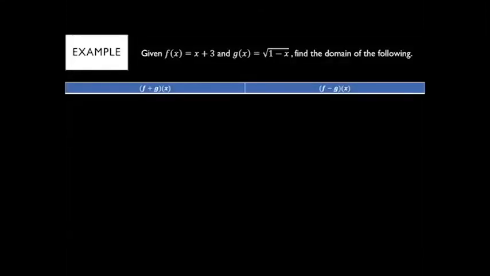So same functions again, because it's a lot easier to work with the same functions. And so we've got the domain of the following. And so it's the intersection of the individual domains. So let me color code these again. So our domain, so f of x is x plus 3, which is a line.